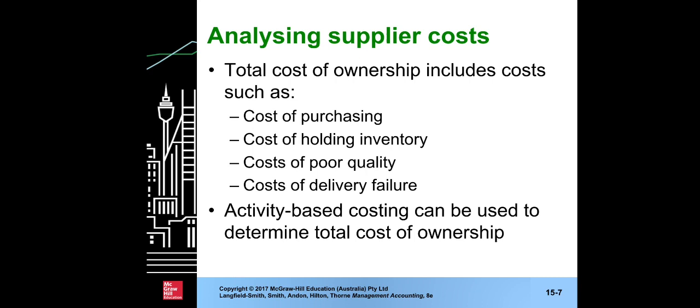so this is the thing about analyzing supplier cost. When you have to choose a supplier, there are calculations for this. Maybe you have several suppliers that you can choose, so there's a way to see which supplier is the best. One of the ways is to see the cost of every supplier. The total cost of ownership includes costs such as cost of purchasing, cost of holding inventory, cost of poor quality, cost of delivery failure. This is related to the supplier cost. Activity-based costing can be used to determine total cost of ownership.